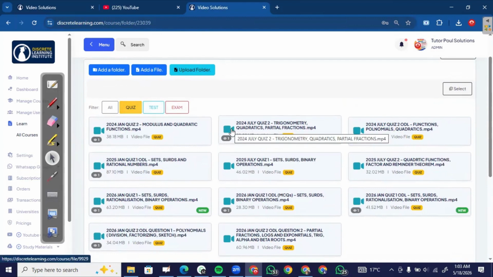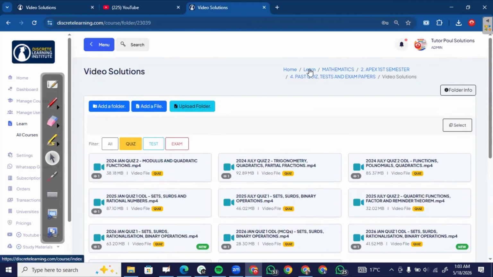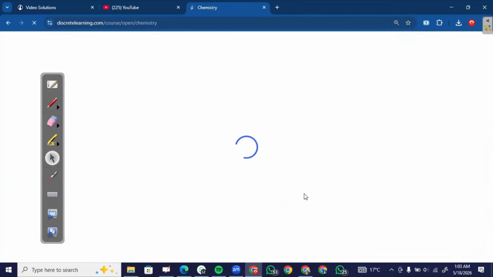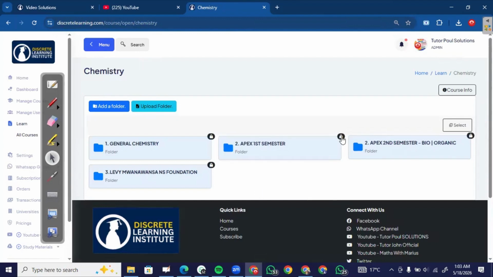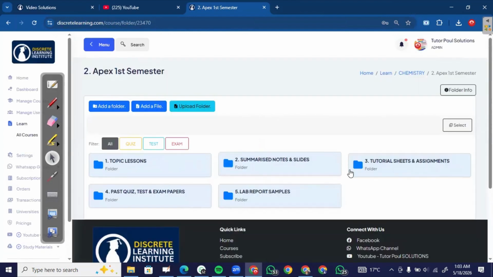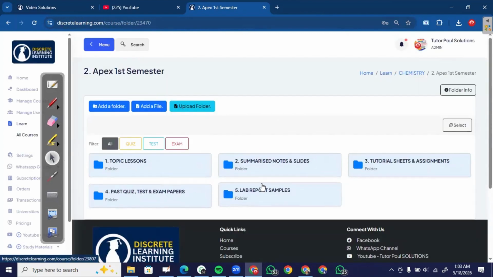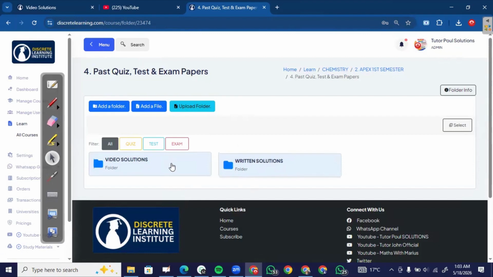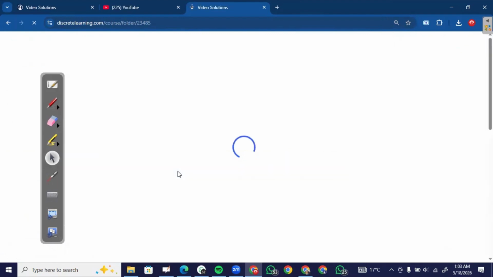You can subscribe for any of the courses that you like, or the course that you're having challenges with. If you want, you can even subscribe for chemistry, and it's the same setup. You choose your semester. So I'm Apex semester 1 today. Once I open, you can see topic lessons, tutorial sheets, past quiz, and so on. If you want the papers, again, just come here, open the papers, and you're going to find the papers. Then you go to the video solutions, where you're going to find the past paper videos and the topics.